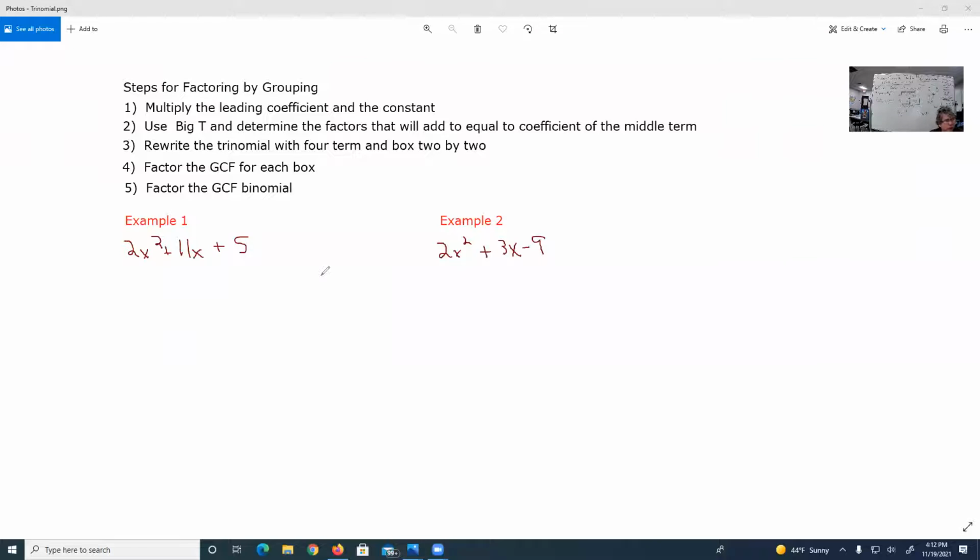2x squared plus 11x plus 5. So how do we go about doing this? Well, it's very similar to four-square. It just gets laid out a little bit differently. And that's kind of the art of math, is how do we lay it out on paper?